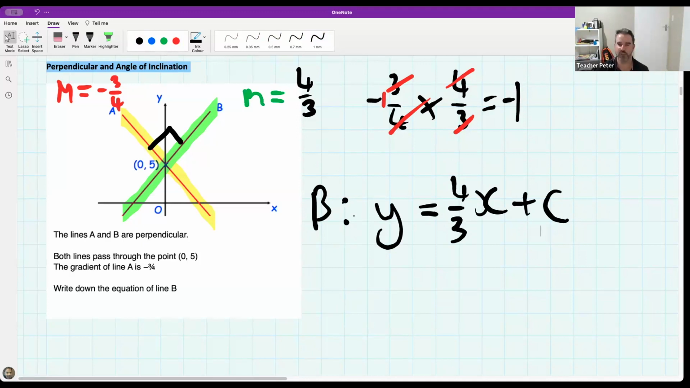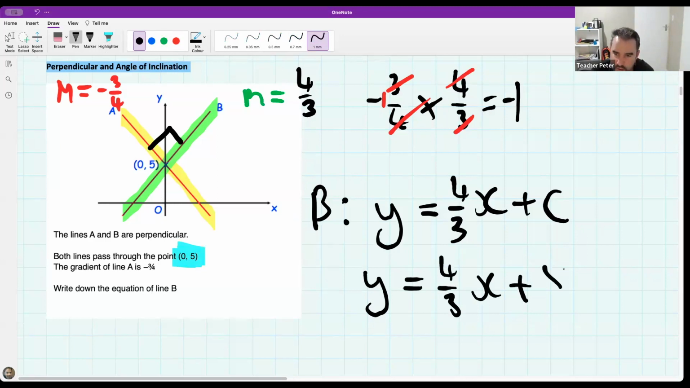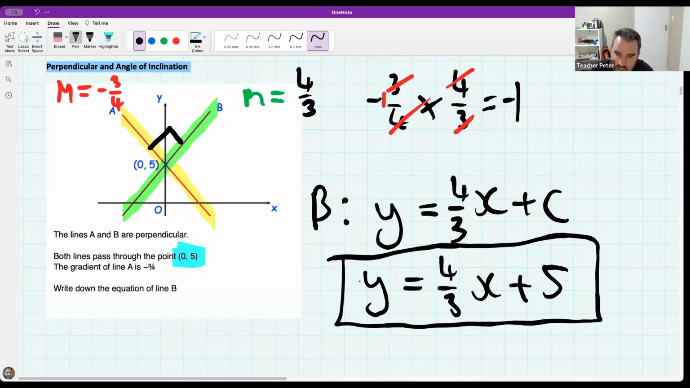What is the full equation of the green line? If we look at the drawing, what do we see about the green line? I think that actually the y-intercept of the green line is 5. And so we could sub a point in. Really, this is such a lovely question, and the equation of the green line will be that.